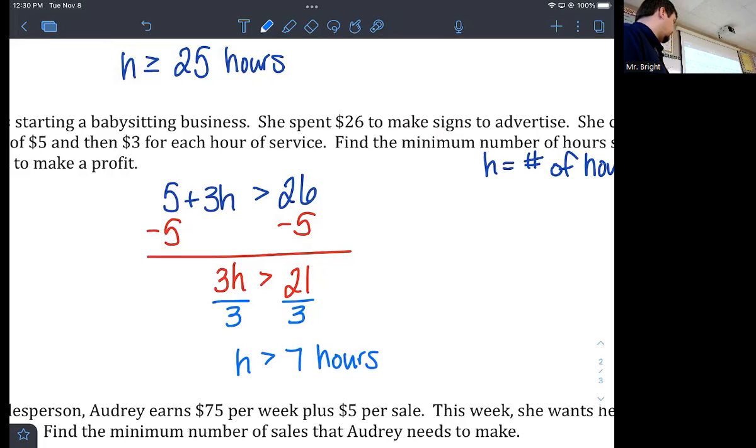Sorry, I shouldn't say at least 7 hours. For more than 7 hours. Because if she babysits for exactly 7 hours, she's broke even. So it's the 8th hour, or just over the 7th hour, that actually she turns a profit.